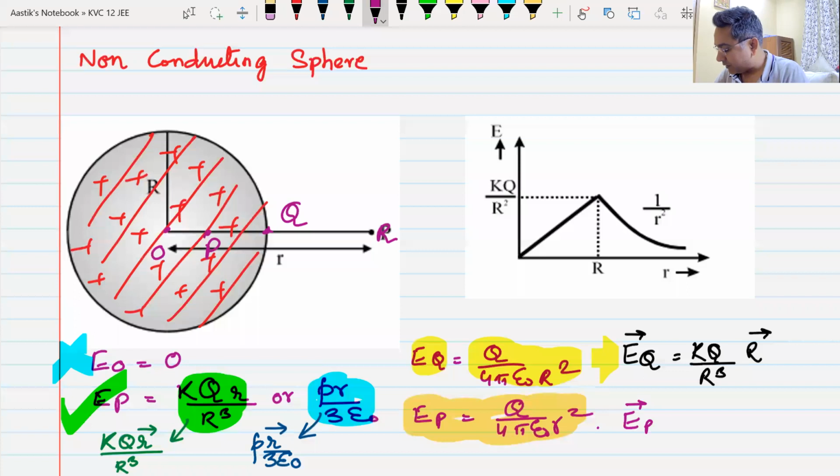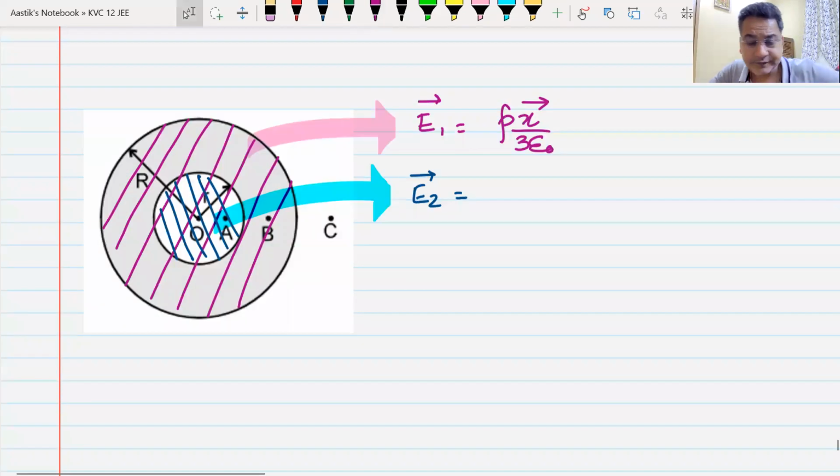Electric field at point P, KQ by small r cube into r vector. So now since we understand this, and I think we have noted down this, let us come back to the present. This time machine is going very quickly. And we are in the present here.